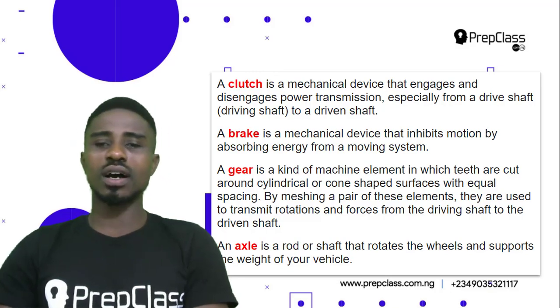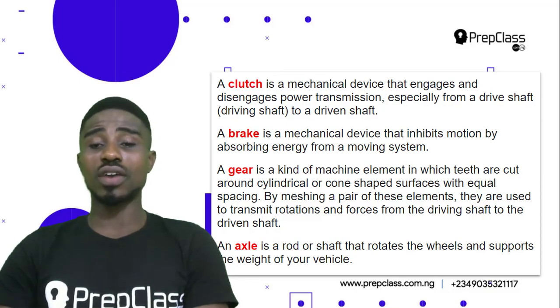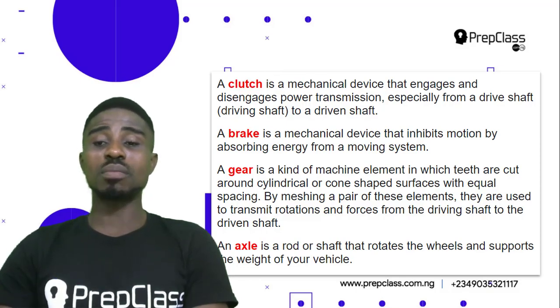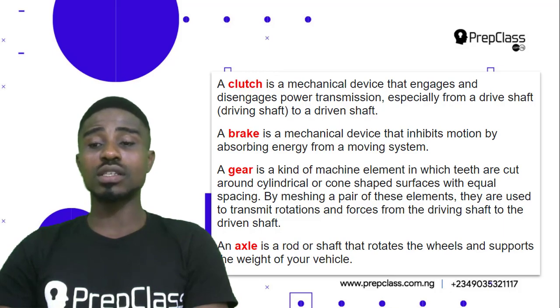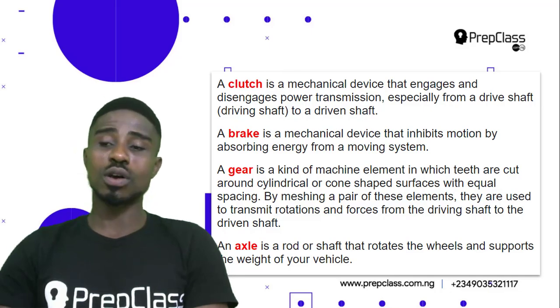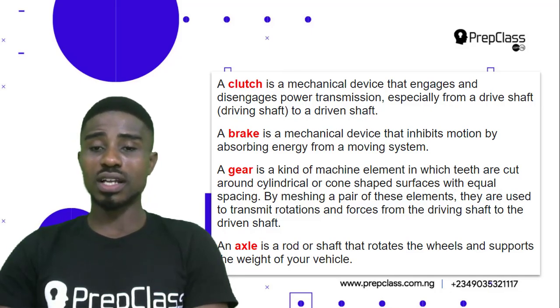Let's look at other options and see their definitions, why they are not our correct answer. A brake is a mechanical device that inhibits motion by absorbing energy from a moving system. So a brake stops motion. That's not our correct answer.